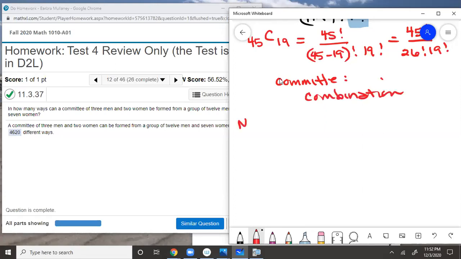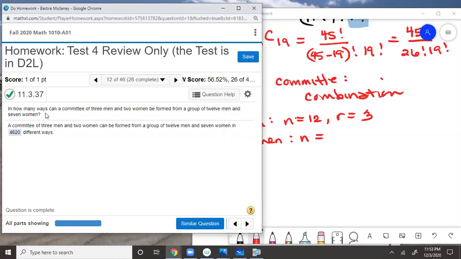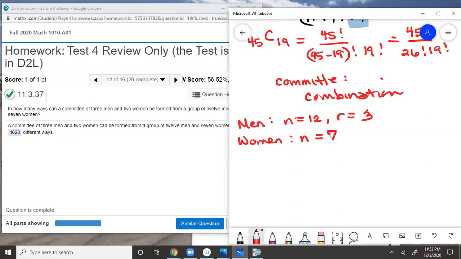So let's first see how many ways we can choose the men. So we need a committee of 3 men formed from 12. So N is 12 and R is 3. And for the women, the number of women to choose from is, let's see, it says 7 women, and we're choosing 2 at a time. And just remember that N is always the larger number, R is the smaller number. So the number of ways to choose the men is 12 taken 3 at a time.